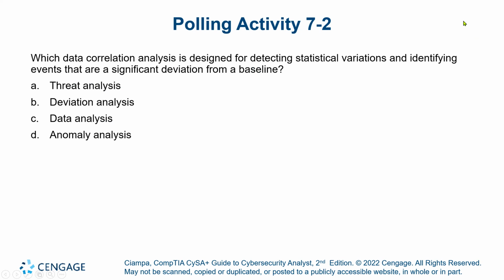Okay, which data correlation analysis is designed for detecting statistical variations and identifying events that are a significant deviation from a baseline? And don't feel bad if you don't remember this, just give it your best shot. Threat analysis, deviation analysis, data analysis, anomaly analysis.